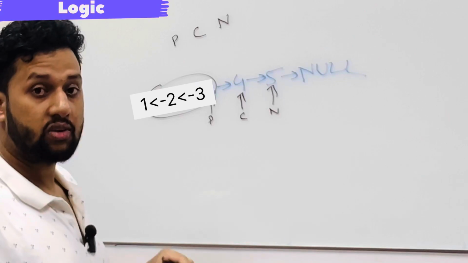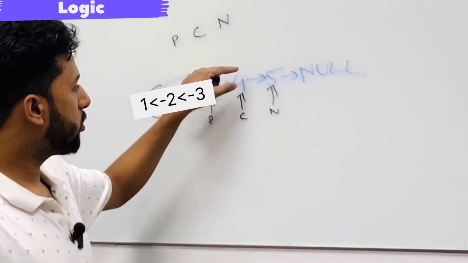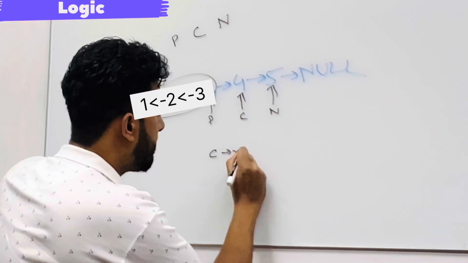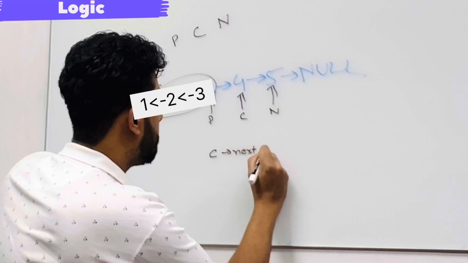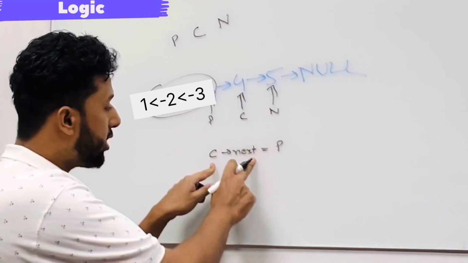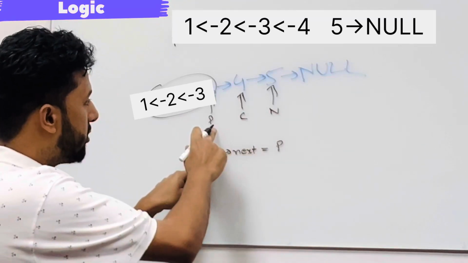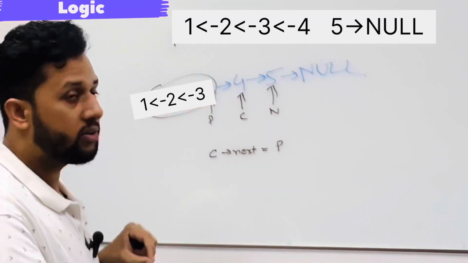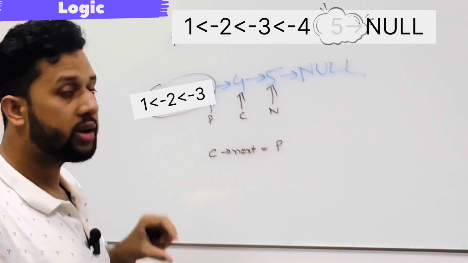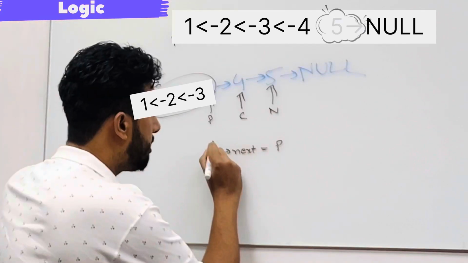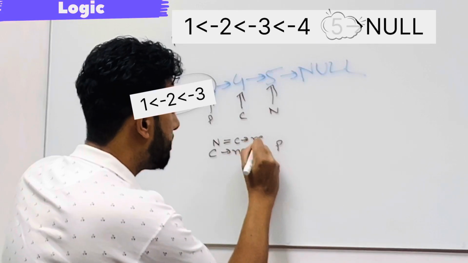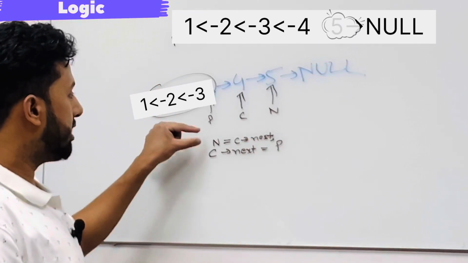What is our main task? Our main goal is to change the link of 4 from 5 to 3, right? Current next equal to previous. Now observe one thing, like the next pointer of the current element is changed now. We have lost the track of 5 right now. What we have to do, before writing this line, we have to store next value. N equal to current next, so that we can store this value.